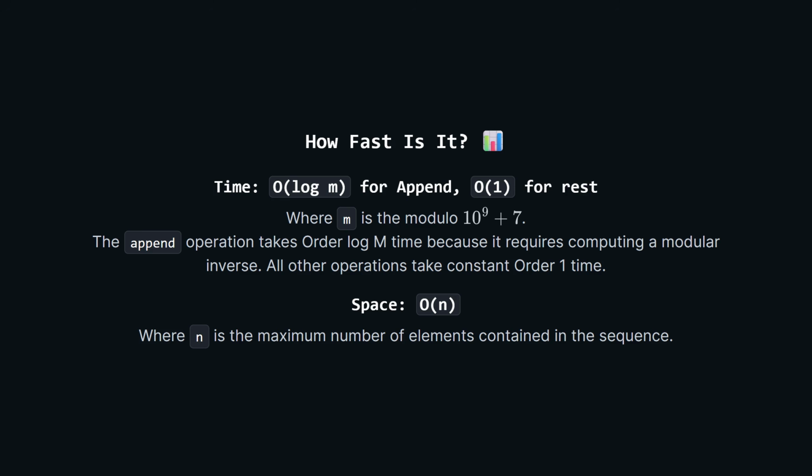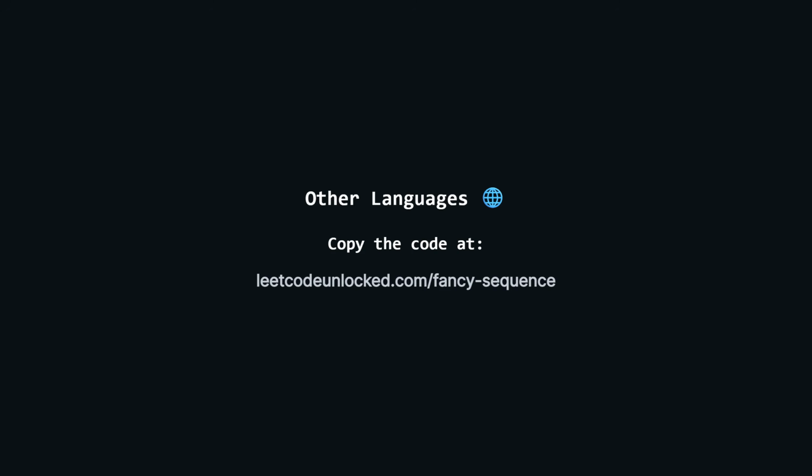Let's talk about performance. Because we shifted the heavy lifting to the append phase, appending takes order log m time, where m is our large modulo number. This is because calculating that inverse takes a little bit of processing power. However, every other operation, including looking up an index, takes constant order 1 time. Our space complexity is order n, just to store the numbers in our list. Alright, that covers the Python solution.